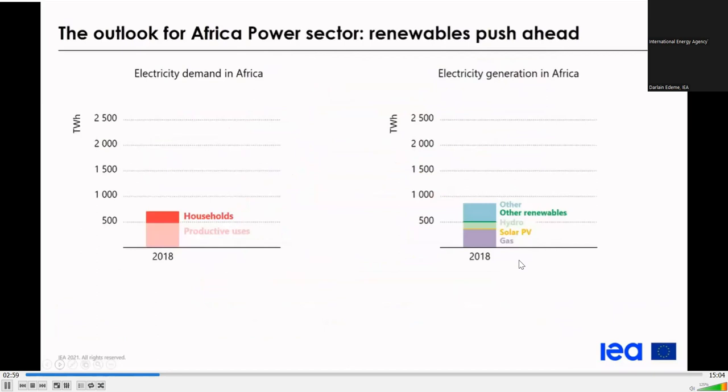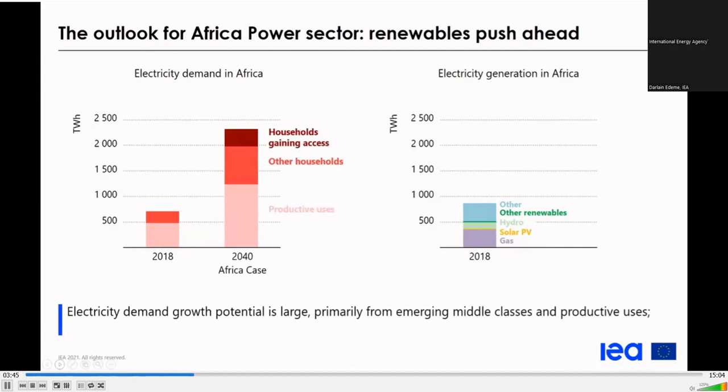Let's have a look at one result of our modeling exercise on the African power sector, where on the left part you can see demand for electricity in Africa, and on the right part you can see how this demand is provided by the electricity generation sources. So today, most of the electricity demand in Africa is for productive uses, industry, agriculture, and there is also a significant part for households, and it's provided by sources which are gas, solar PV, hydro, and other sources for electricity generation.